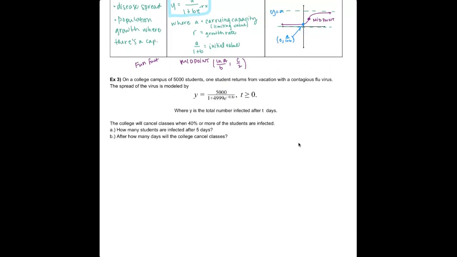On a college campus of 5,000 students, one student returns from vacation with a contagious flu. What a jerk. The spread of the virus is modeled by y equals 5,000 over 1 plus 4,999 e to the negative 0.8t, where t is greater than or equal to 0. Also, y is the total number of infected after t days. The college will close after 40% or more of its students are infected. So how many students are infected after 5 days?